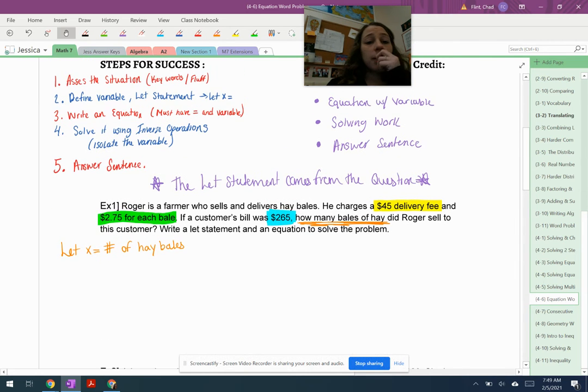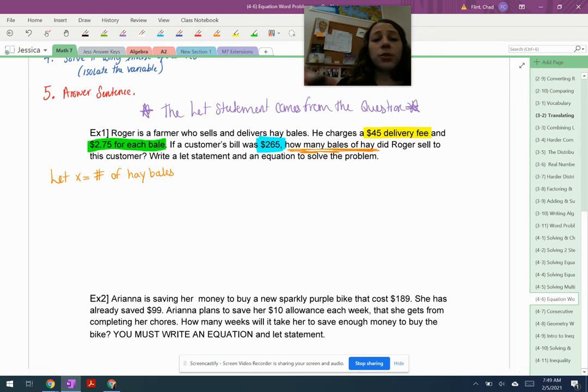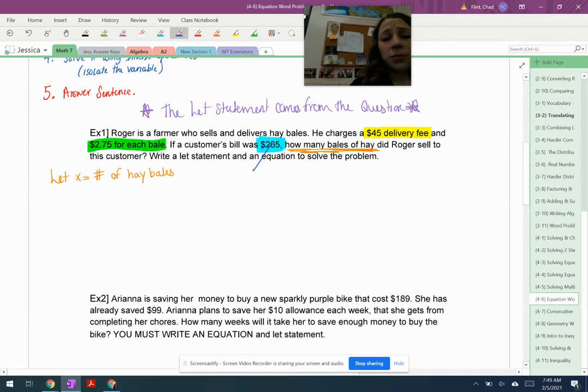So the next part is writing the equation. So we know we need to have an equal sign, and we know we need to use our variable somewhere. The easiest thing to start with is deciding what your total is. What's going to be on the other side of your equal sign? That's got to be your total, right? Well, which of these numbers is like my total? That 265 is like my total.